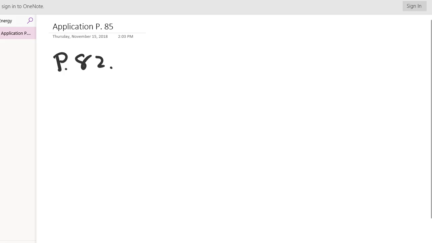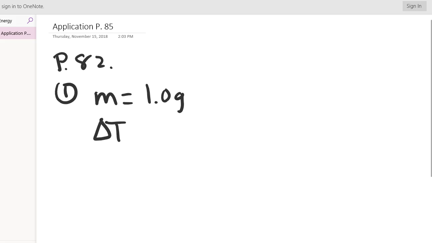So the first question is how much heat? Question 1. How much heat is absorbed by 1 gram of iron when it is heated by 15 degrees Celsius? So what I like to do is I always like to write down what was given to me. So I'm going to write down the mass. The mass equals 1 gram, and the temperature change, or delta T, is 15 degrees Celsius.